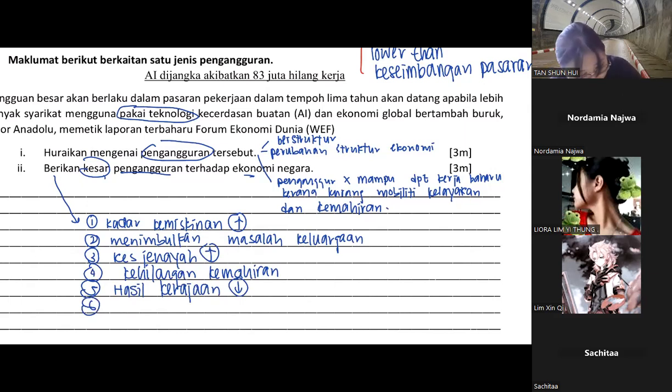You can also tell us, okay, kebajikan masyarakat menurun, if you want to. Okay, I don't want to talk so far. Right? So kemiskinan increase, masalah kekeluargaan, jenayah increase, kehilangan kemahiran, kuasa beli menurun, taraf hidup masyarakat menurun. Okay, can.